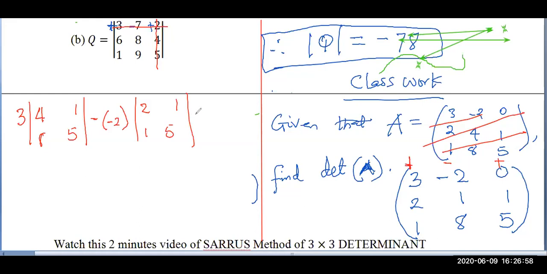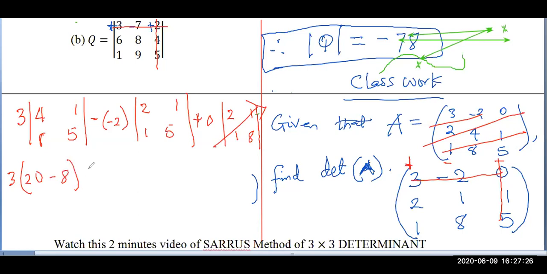Then of course plus the determinant of the minor for 0. You're going to give me plus 0 multiplied by the determinant of its minor, that will give me 2, 1, 1, 8. All right, so the whole of this is just equal to 0 because it's being multiplied by 0, so I don't need to bother myself about this. So what I have here is 3 multiplied by 4 times 5 is 20, minus 8 times 1 is 8, minus times minus 2, so plus 2.